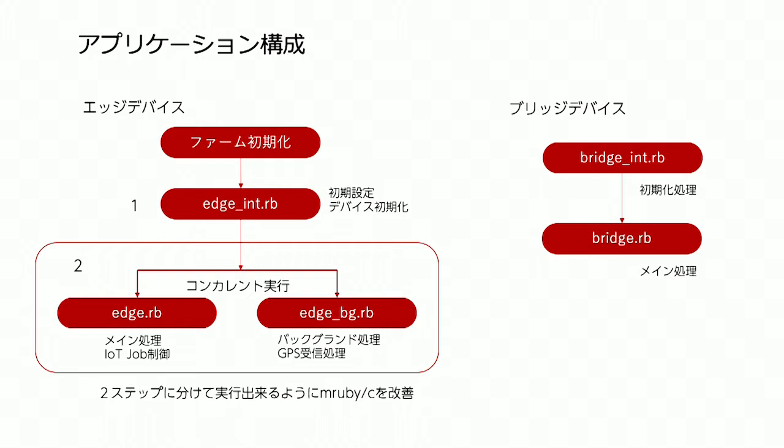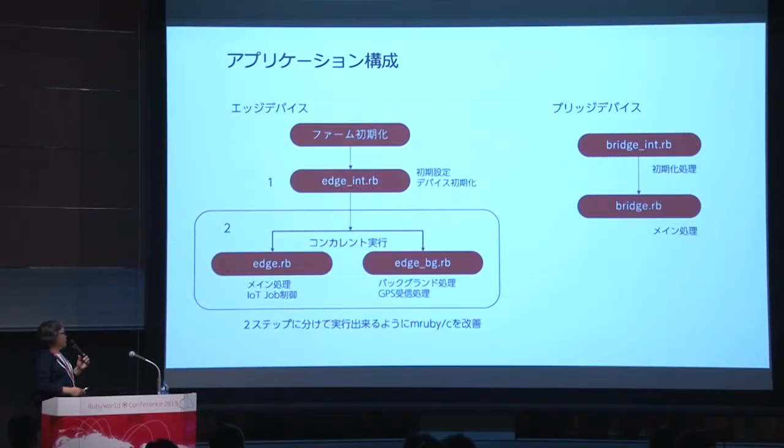And this is for the edge device on the left. So after the firmware default, and the edge init RB, that's Ruby's application. And this portion below is where mruby/c is really good. So the main process, and then the backend process using the edge BG RB. So this is the concurrent. mruby is not very good for the concurrent implementation, but mruby/c is quite good at this, and that is why we have adopted mruby/c.